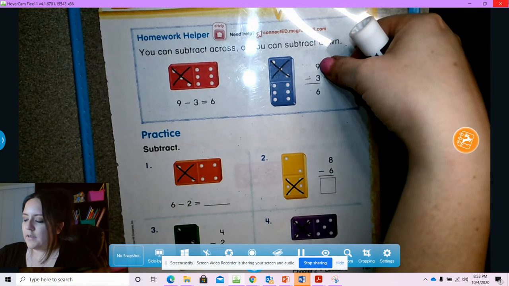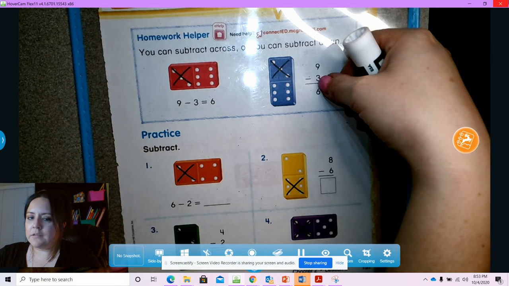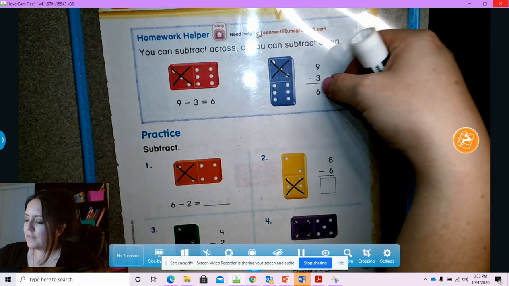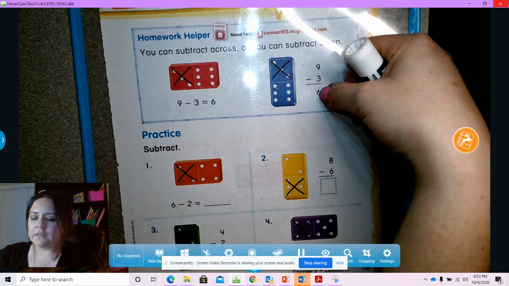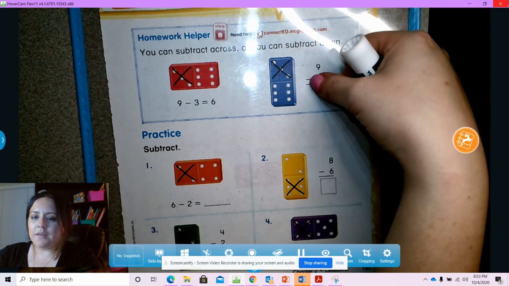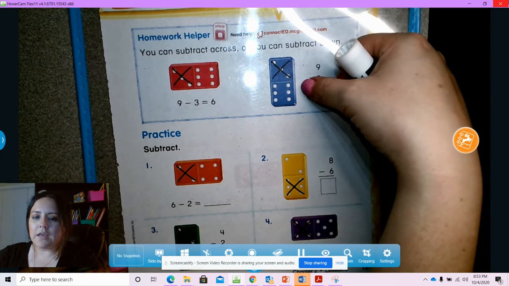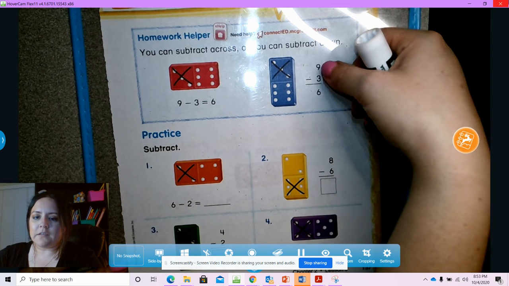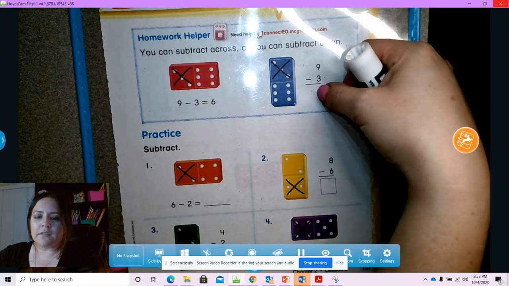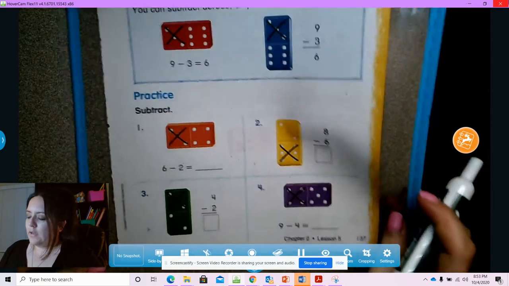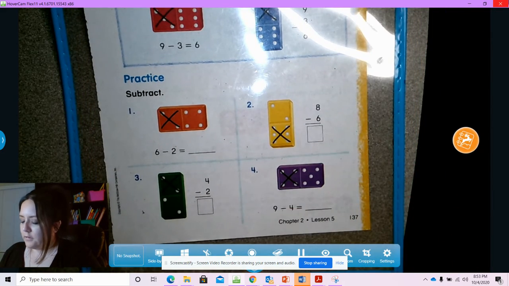It says 9 minus 3, and this line right here is like our equal sign, equals 6. 9 minus 3 equals 6. Okay, so we're going to do a couple of these together.